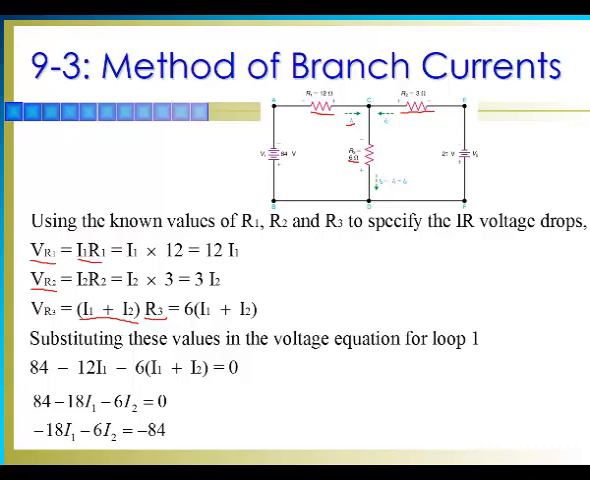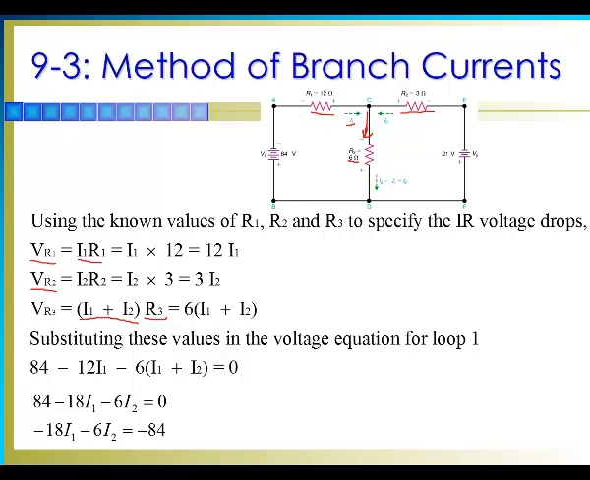So the current 1 and the current 2 are the ones that go into this node, and the current 3 is the one that leaves the node, right? So this I3 must be equal to the sum of I1 and I2. So instead of I3, we're going to say this is I1 plus I2.